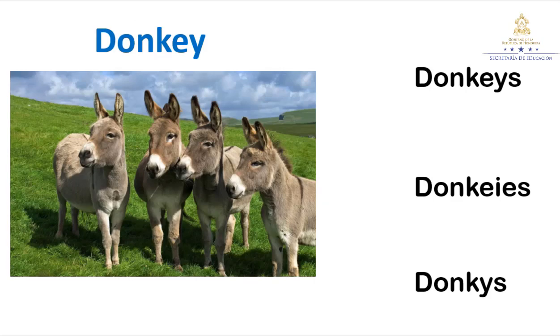Ok, tenemos burritos here. Can you tell me how do we say burro in English? Good, we say donkey. And how do you think is burros in English? Donkeys, donkies, or donkeis? Fantastic, it is donkeys. Porque termina en Y antecedida por vocal, entonces solo le agregamos S.